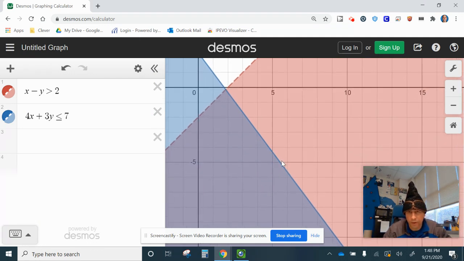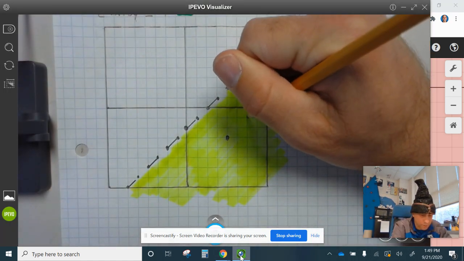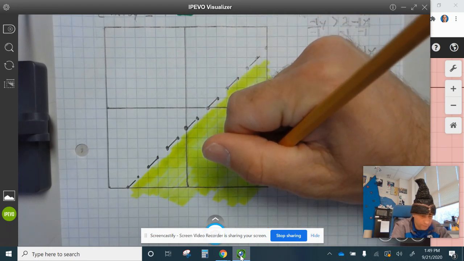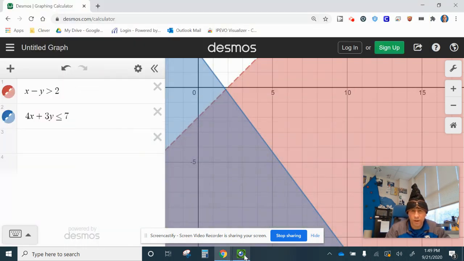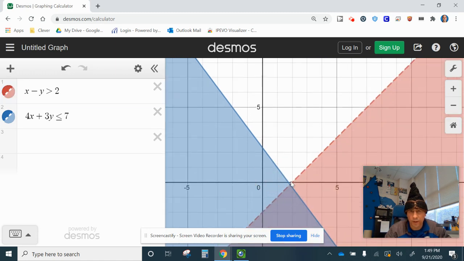That works. That doesn't work. That doesn't work. That doesn't work. That looks like that works. So that's 7, negative 7. And let's just get another point just to make sure. Let's go this way. So then that doesn't work. This point looks like it's good. So that's 1, 1. So let's graph 1, 1.